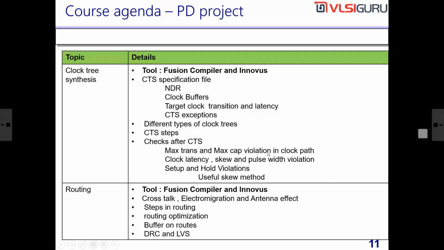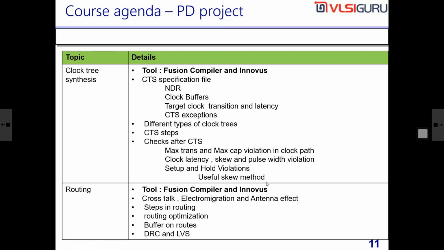Next, we cover what? CTS. In CTS, we cover the CTS specification file. What are non-default routing rules, clock buffers, target clock transition and latency, CTS exceptions, the different types of clocks like virtual clock, master clock and generated clocks, CTS steps, checks after CTS, like you will check max cap, max trans in clock path, latency, skew, setup and hold violation, how to fix it, what is the useful skew method, what do you mean by time borrowing. All those things are discussed.